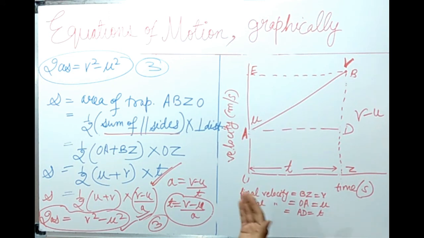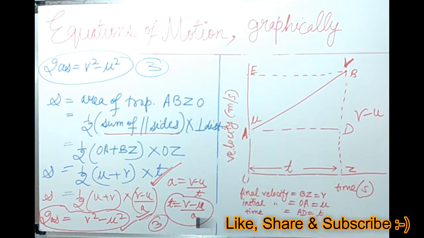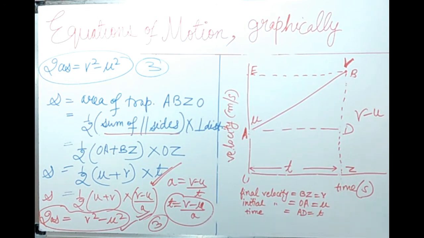So how easily we have proved them graphically? All the three equations we have proved so easily with the help of velocity time graph. So dear students, I hope you have understood how to derive the equations of motion graphically.